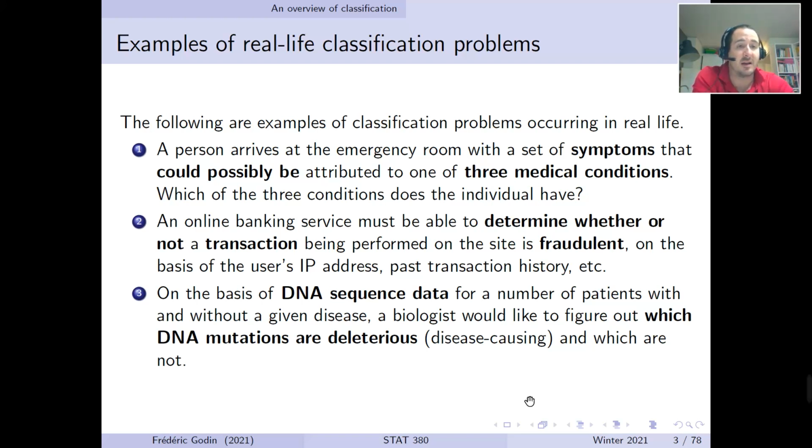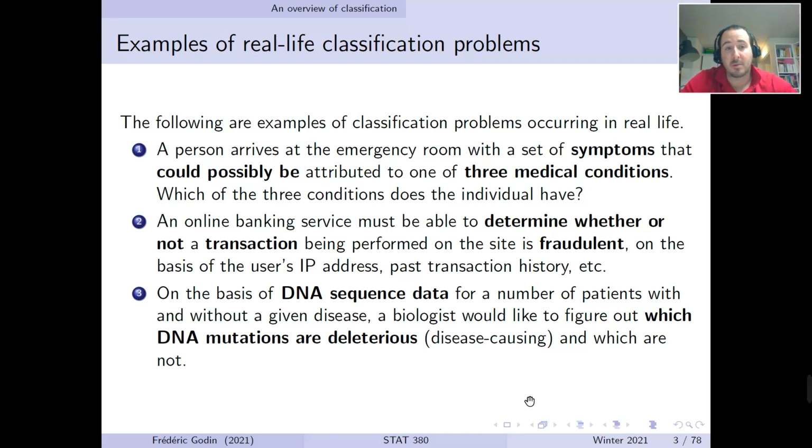So we see that this is a classification because we can represent conditions by 1, 2, 3, but it's not ordered. These are distinct conditions, and these conditions can be understood as qualitative values.